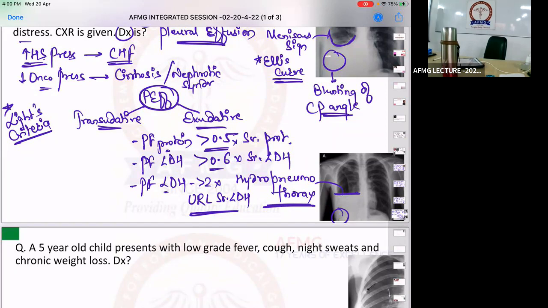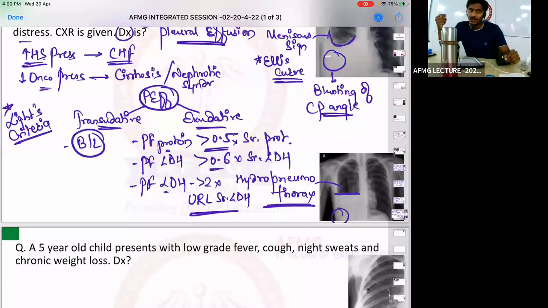Okay? Exudative variety can be either unilateral or bilateral, but transudative variety is always bilateral. If pressure increases, it won't happen in one lung and not the other. Please remember, CHF is always bilateral pleural effusion. So if bilateral is seen, think in terms of CHF more commonly. Remember, the most common cause of transudative pleural effusion is CHF.